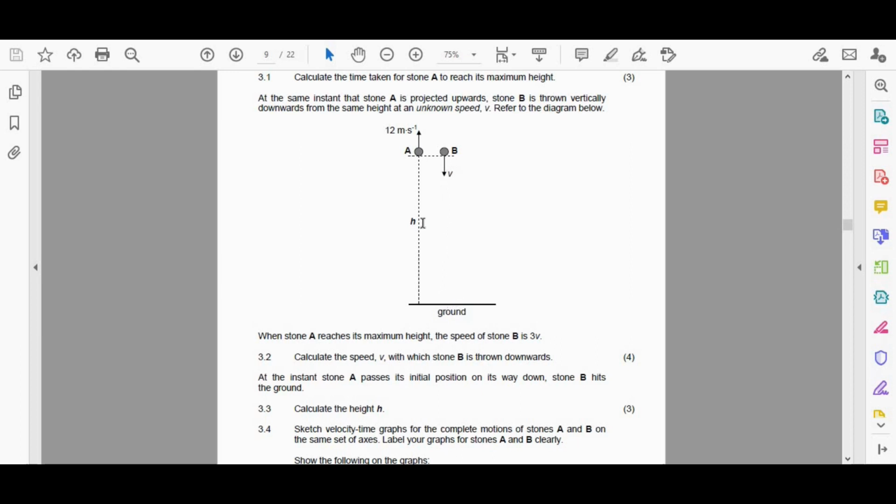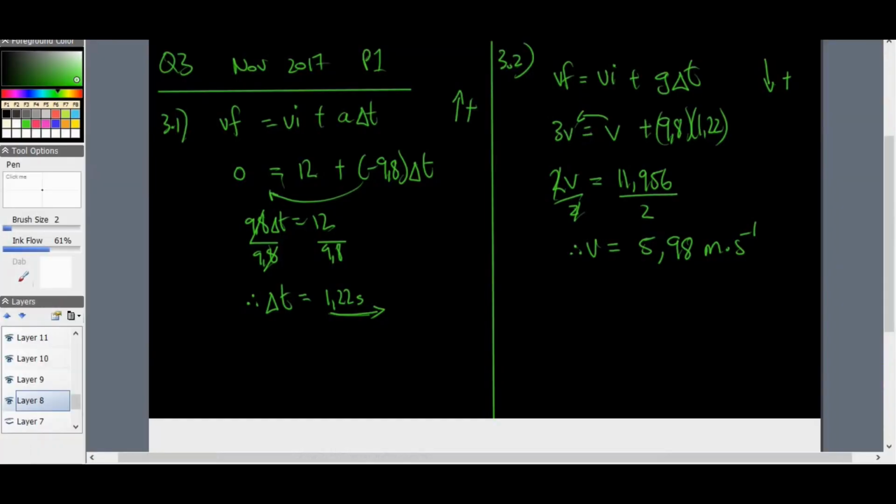So after about 1.2 seconds, which I would say is roughly here, stone B is 3v. So you can calculate 3 times 5,98 to get its velocity around here. Then after another certain amount of time, stone A passes its initial position, but B has already hit the ground. So we need to calculate height h.